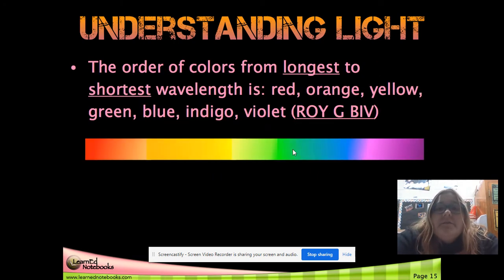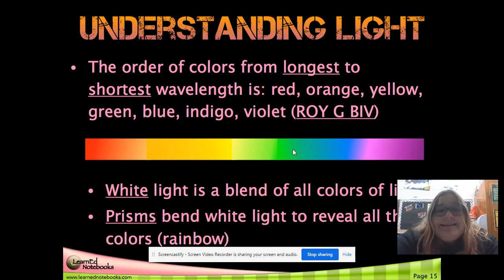The order of the colors from longest to shortest is red, orange, yellow, green, blue, indigo, and violet. The way we remember that is the acronym ROY G. BIV. White light is a blend of all the colors together.